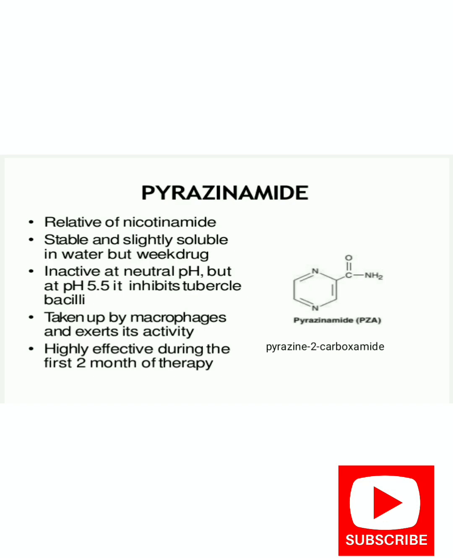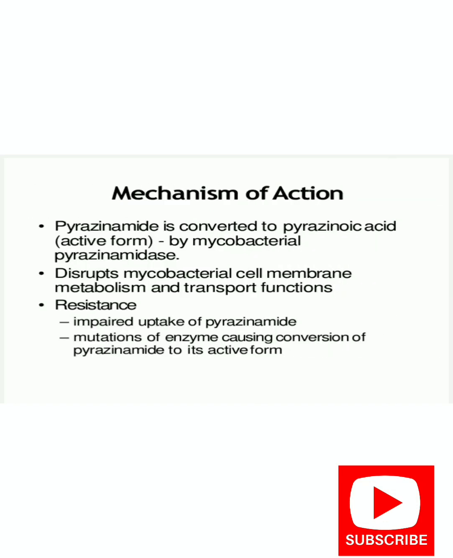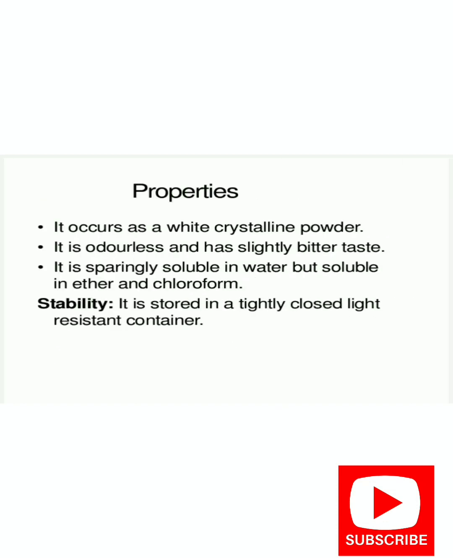The next first line antitubercular drug is pyrazinamide. Here are the structure and the chemical name of pyrazinamide, a relative of nicotinamide, stable and slightly soluble in water but a weak drug, inactive at neutral pH. The mechanism of action of pyrazinamide: it is converted to pyrazinoic acid, the active form, by mycobacterial pyrazinamidase, and disrupts mycobacterial cell wall membrane metabolism and transport function.